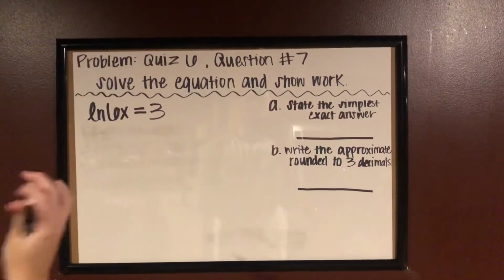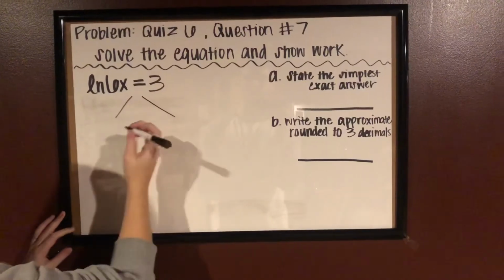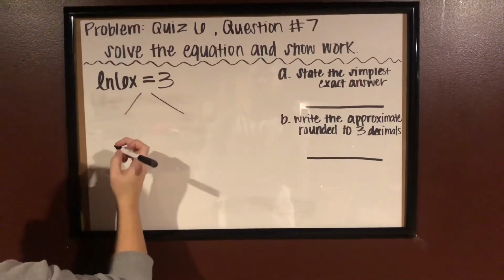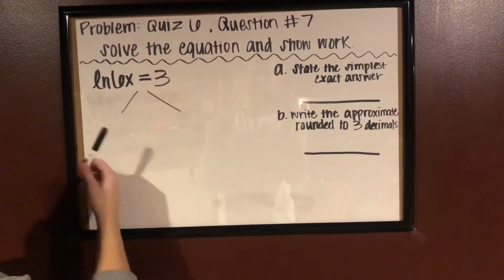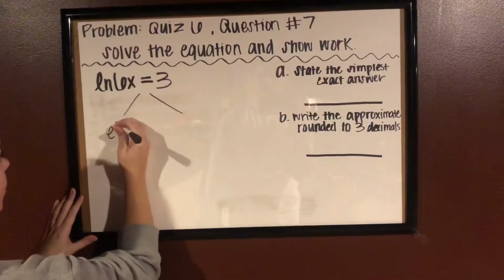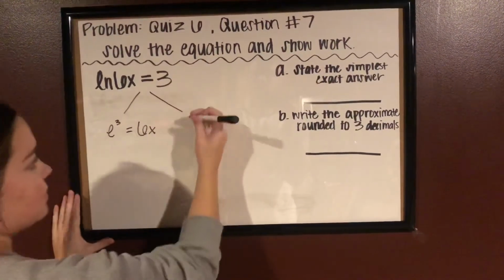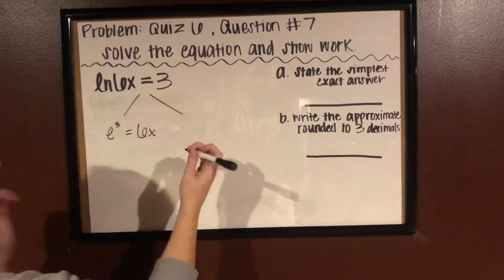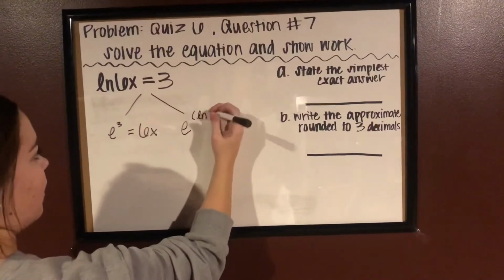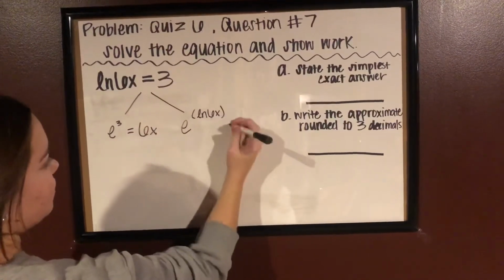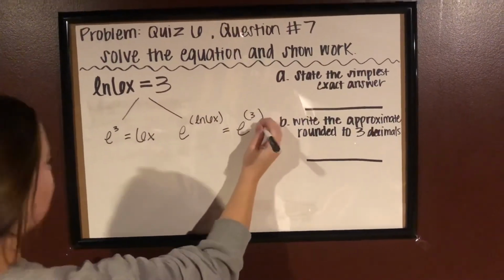And there's 2 ways to solve this. You can either put it into exponential form, which since the natural base for a natural log is e, it would be e to the third equals 6x. And then the other way you can do it is the inverse. So it would be e to the ln 6x is equal to e to the third.